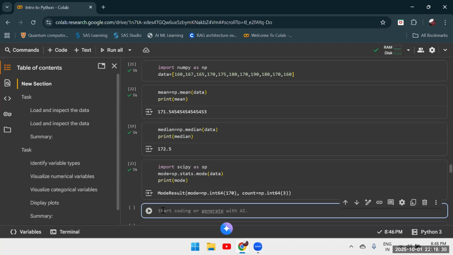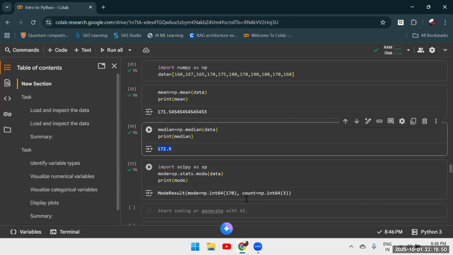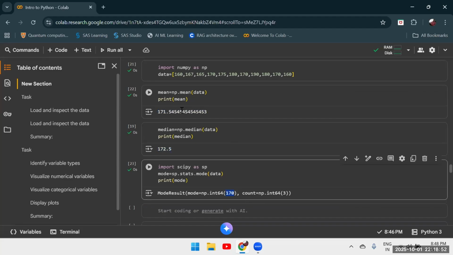But if all the values are closer to the mean, or if the median is closer to the mean, like here the mean is 171 and the median is 170, it means it is closer to the mean. So this data is following a normal distribution, we can assume.